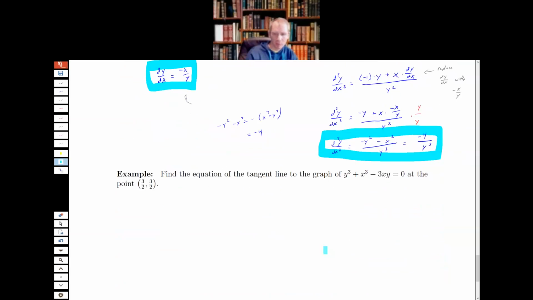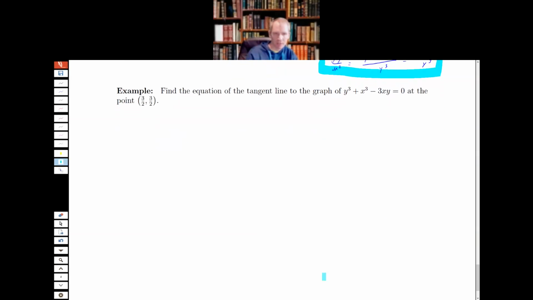Let's look at one more example where we're finding an equation of a tangent line. Here we have a more complicated graph, and I'm going to show you a little trick you can do if we're not interested in the derivative, we're just interested in the slope of a tangent line. Okay, so I'm going to start by differentiating this. Let's write out y cubed plus x cubed minus 3xy equals 0.